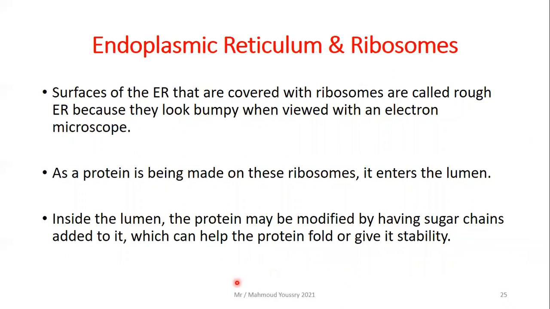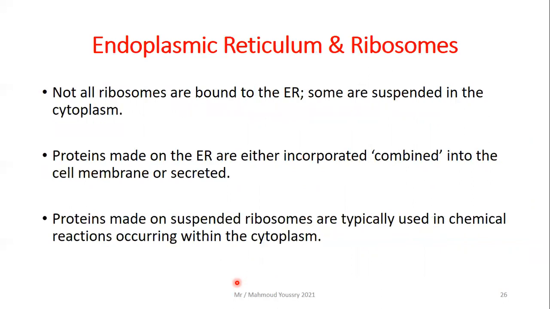So inside the lumen of the ER, the protein may be modified by having some sugar chains added to it in order to help the protein fold or give it some stability. Not all ribosomes are bound to the ER. Some are suspended inside the cytoplasm.